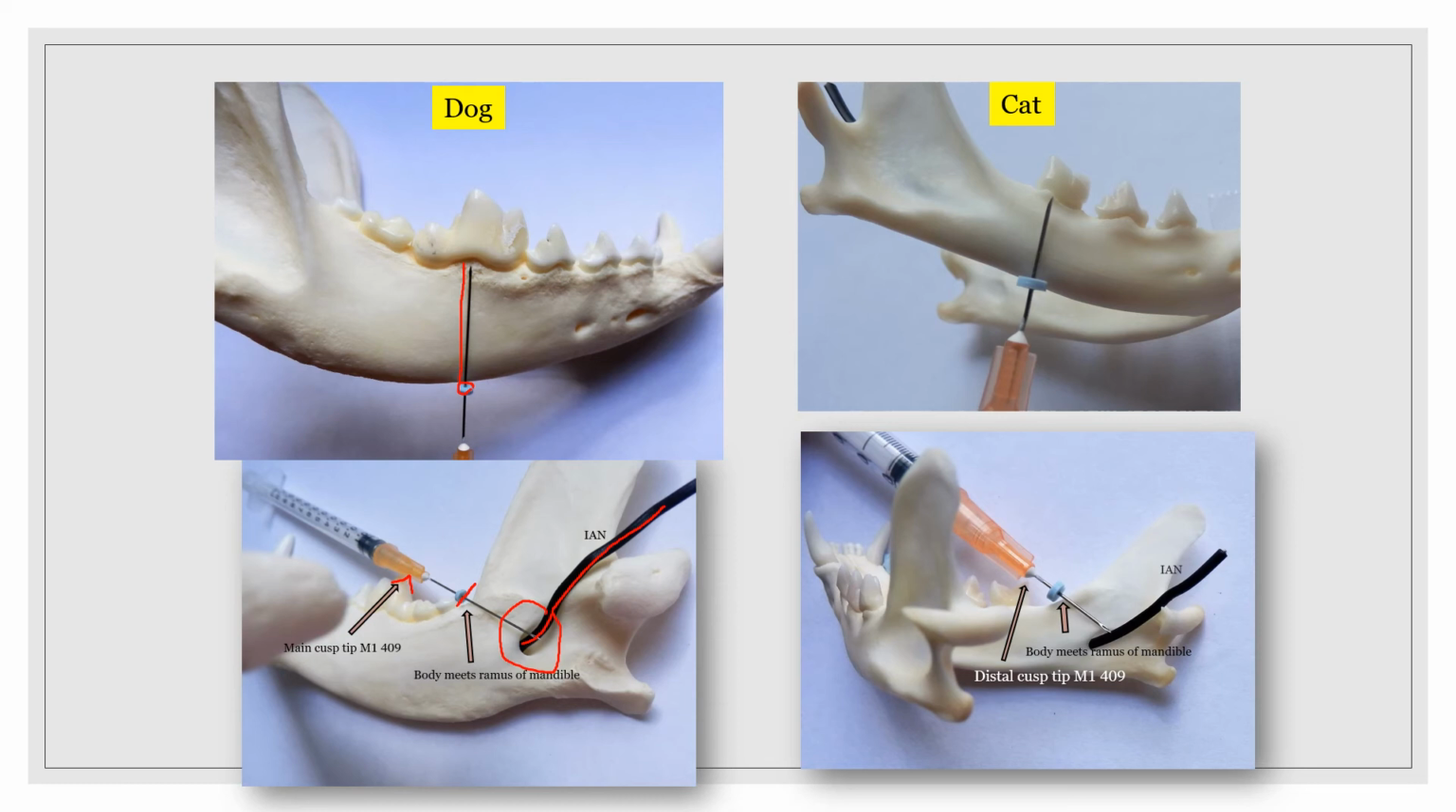In the cat, on the right hand side, again the full height of the mandible in the first molar region. Again, the needle will track in on the medial side of the ramus of the mandible, and the needle hub will hit the main cusp of the first molar tooth there, the distal cusp, and that gives you the angulation that you need to go in at. You can see the needle will sometimes, not always, be at the foramen, but a little bit caudal to the foramen, but you'll still get the nerve as it enters the foramen.